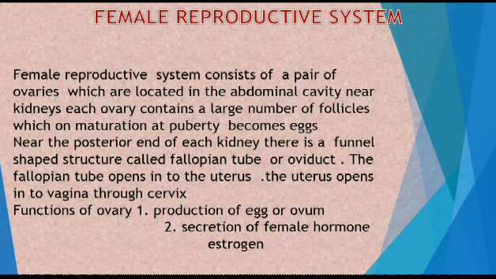Each ovary contains so many lobules, or regulatory structures, which produce eggs during puberty. Near the posterior of each kidney, a tube will be present. It means a tube is attached to each ovary, called the fallopian tube or oviduct. The fallopian tube opens into the uterus. That uterus opens into the vagina through the cervix, the muscular layer.